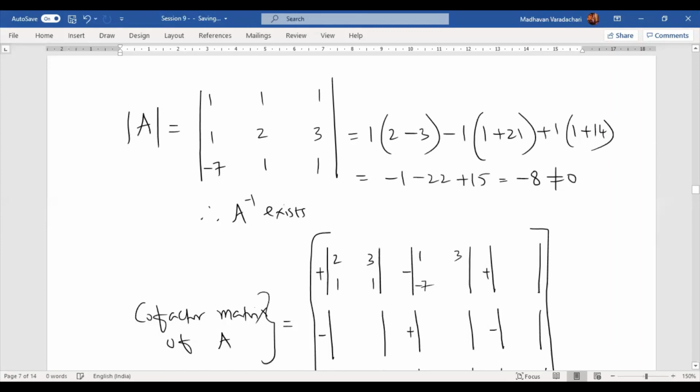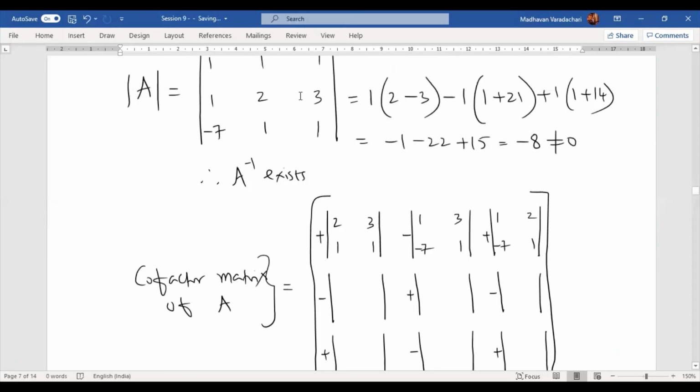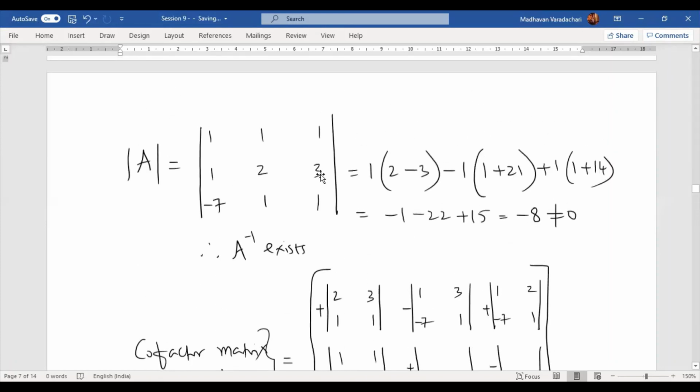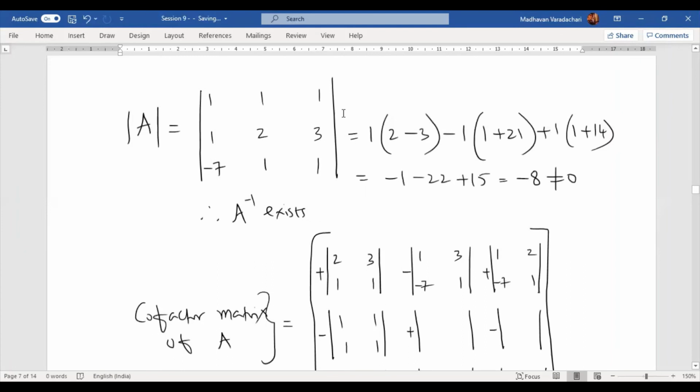1, 3, minus 7, 1. If I choose this, ignore this, 1, 2, minus 7, 1. If I choose this, I'll ignore this, 1, 1, 1, 1. Okay, then if I choose the middle one, I'll ignore this, 1, 1, minus 7, 1. If I choose this, ignore this, 1, 1, minus 7, 1.